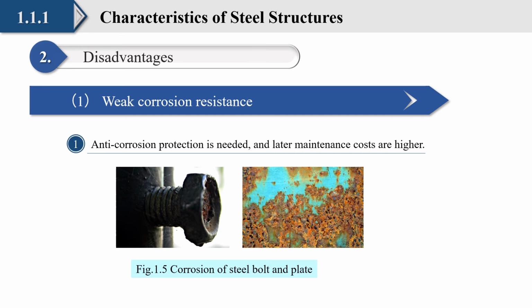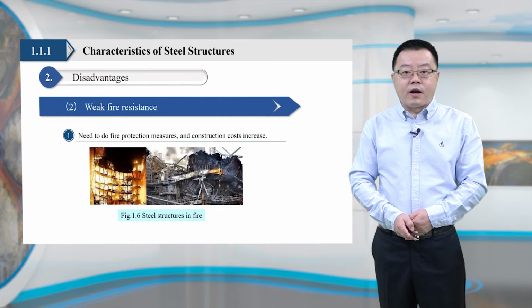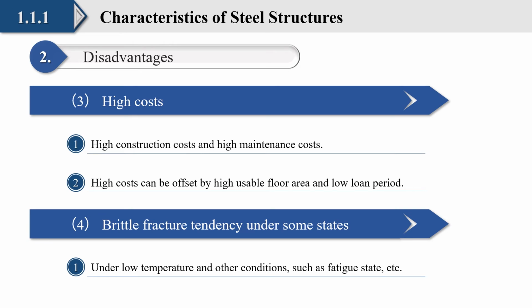Everything has two sides, and steel has disadvantages too. The first is weak corrosion resistance, which causes higher maintenance costs. The second disadvantage is weak fire resistance, which also causes higher construction costs. Because of weak corrosion resistance and fire resistance and high material price, it is difficult to avoid high construction cost and high maintenance costs.